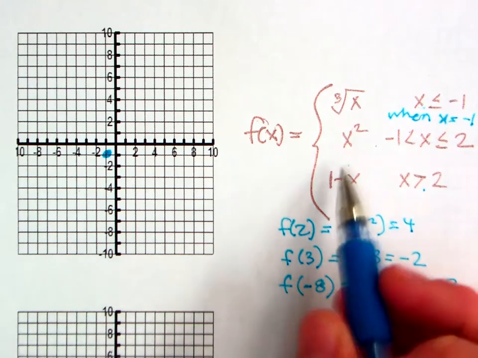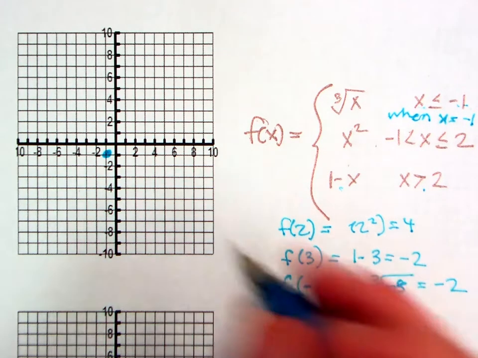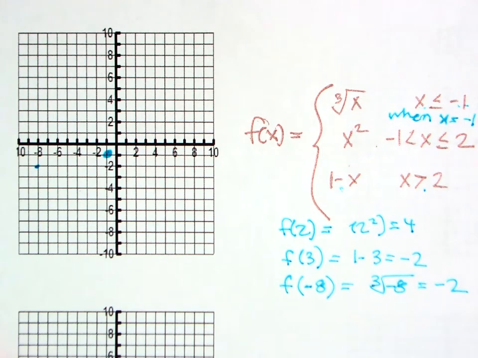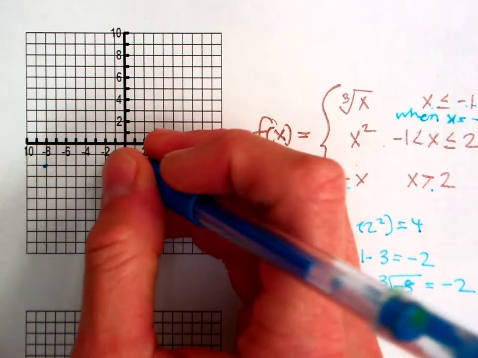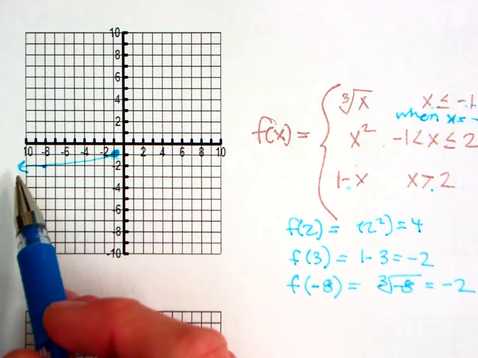Now I want the rest of the cube root, but I want it to the left of negative 1 because I want it to be less than. So I'll just plot one more point on the cube root, which is negative 8, negative 2, and then I'll go ahead and put an arrow because it's going forever less than negative 1.